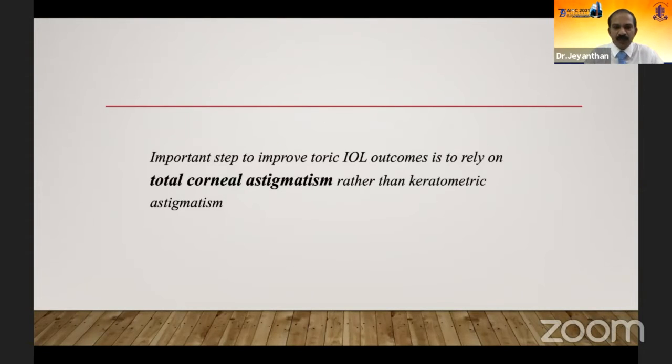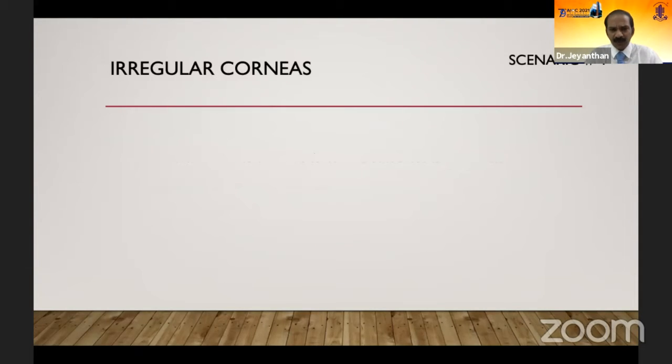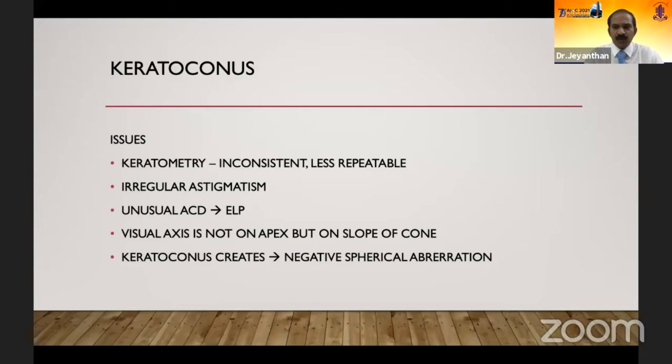So the important step to improve toric IOL outcome is to rely on the total corneal astigmatism rather than the keratometric astigmatism. Coming to the irregular corneas, the keratoconus first. The issue with keratoconus is that the keratometry is going to be inconsistent, especially when you calculate with different instruments. The measurement is going to be completely different and less repeatable because of the irregular astigmatism that is present. And because of the steepness of the cornea, the ACD calculation is going to be unusual, and that will lead to error in the ELP and error in IOL calculation.